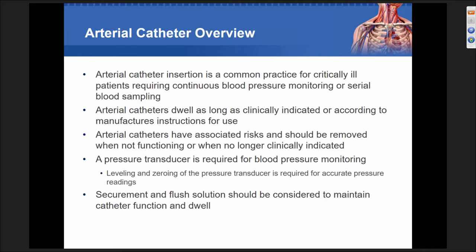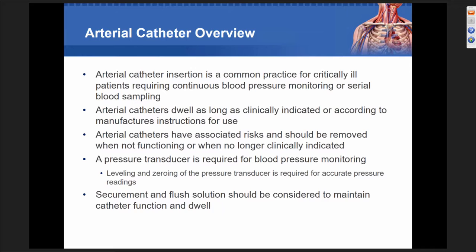And the last one really is securement and the flush solution. We're going to talk about securement because we've advanced through securement. It's no longer a recommendation to suture an arterial catheter. And if I could see each of your faces right now, you're like, really? We do not suture arterial catheters. We do not add any more needle sticks to increase risk of infection. Is there a population that we have to? Absolutely. Should we do it every day? Absolutely not.